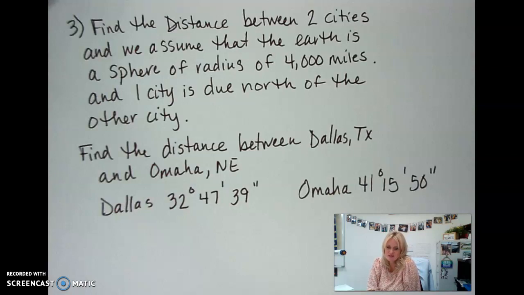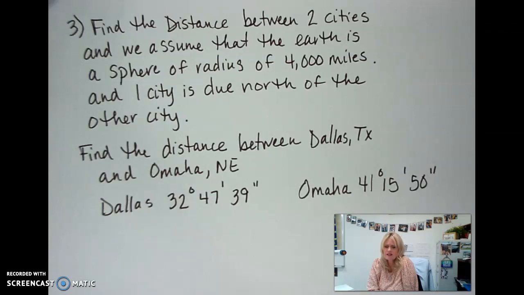Okay, so here's one of those problems I was talking about. You might need to pause before I actually do the math for you. Find the distance between two cities, and we assume that the Earth is a sphere of a radius of 4,000 miles. One city is due north of the other city. Find the distance between Dallas, Texas, and Omaha, Nebraska.